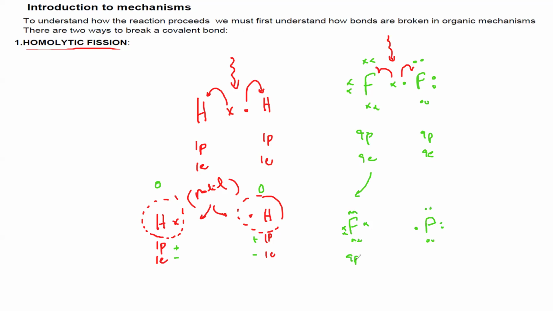How many protons are there? 9. And how many electrons are there? 9. How many protons? 9. And how many electrons? 9. So what is the net charge? The net charge on the radical is 0.